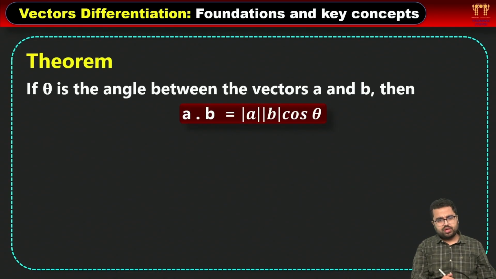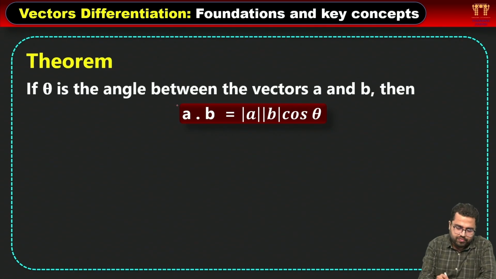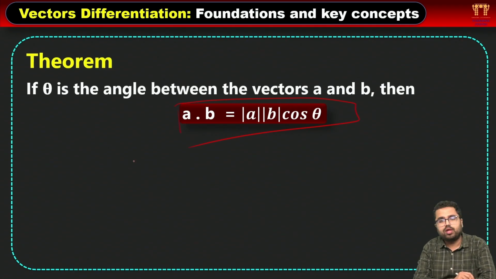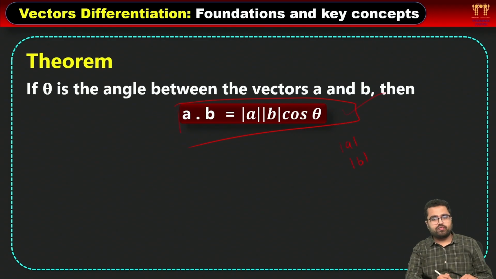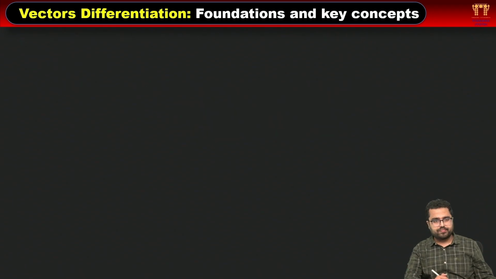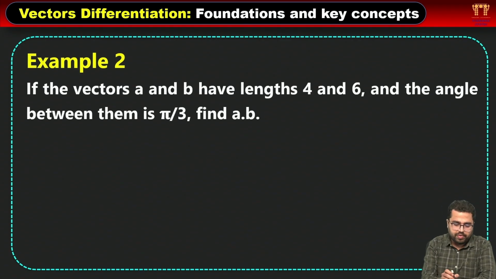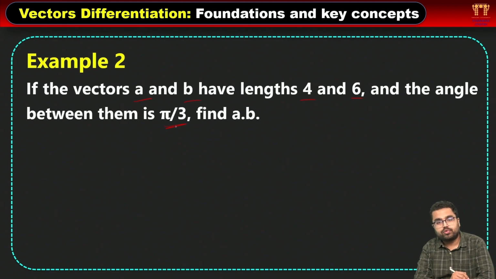Next we will see, if you want to find the angle between two vectors, so this is important. Suppose that the vectors are now not given to you, you are given the length of two vectors. Suppose mod A is given and mod B is given, and you are also given the angle between two vectors, and you have to find the dot product. Then you can make use of this identity. So A dot B is nothing but mod of A into mod of B into cos theta. So here it is given that two vectors have lengths 4 and 6 and the angle between them is pi by 3. You have to find the dot product A dot B.